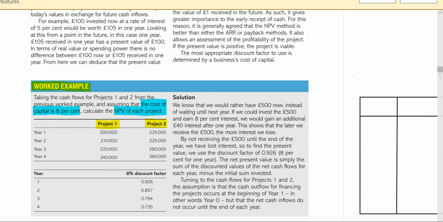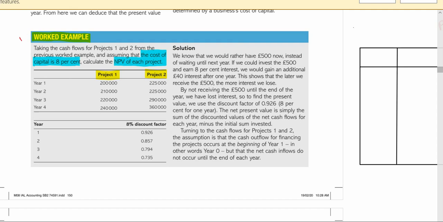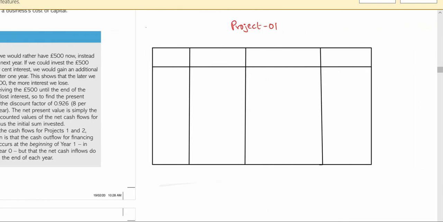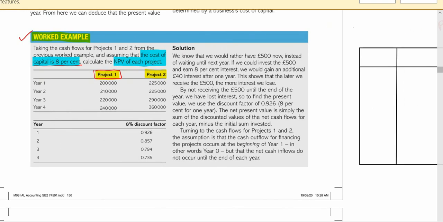Okay, and this is the worked example we are going to solve. This is project 1 and project 2 as per the previous example. The requirement is to calculate the net present value of each project where the cost of capital is 8%. Okay, so now we are going to solve this question. So these are the cash flows: 200,000, 210,000, 220,000, 240,000.